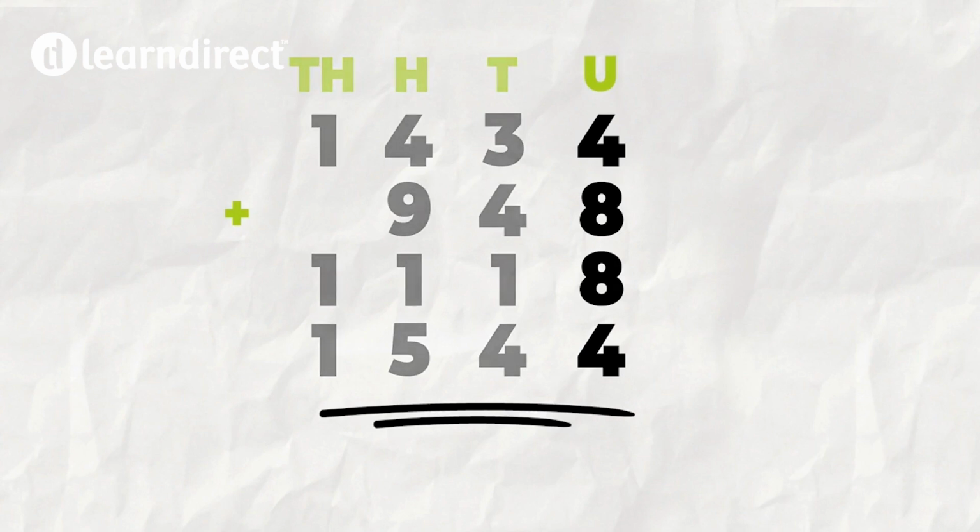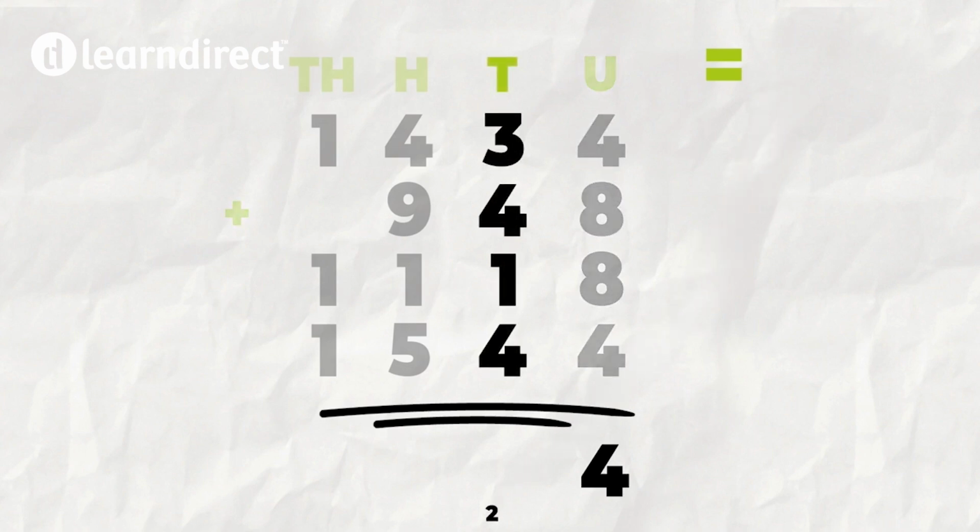Next, you can add up the digits in each column, starting with the rightmost column. 4, add 8, add 8, add 4, equals 24. Write down 4 in the units column and carry the 2 to the tens column.